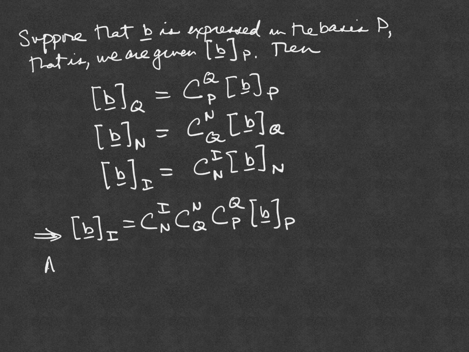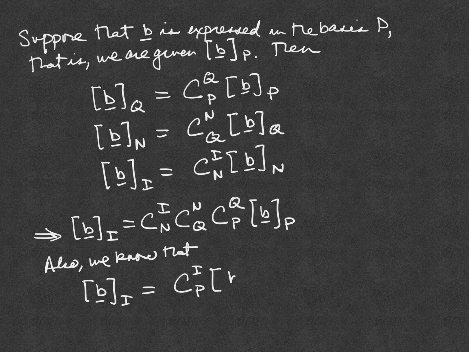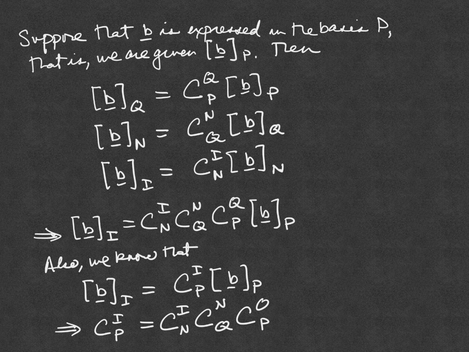And we also know that b expressed in I has to equal the transformation from p to I times b expressed in p. So that implies that the transformation from p to I has to equal the transformation from n to I times the transformation from q to n times the transformation from p to q. So we've just determined the transformation from p to I purely in terms of orbital elements. So this is now given completely in terms of orbital elements.